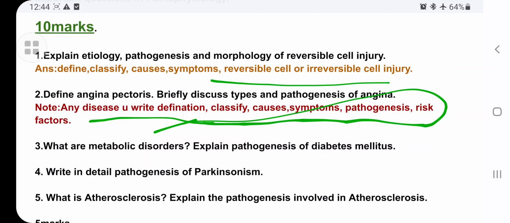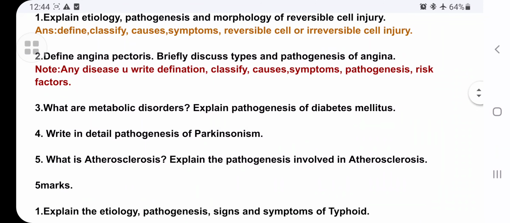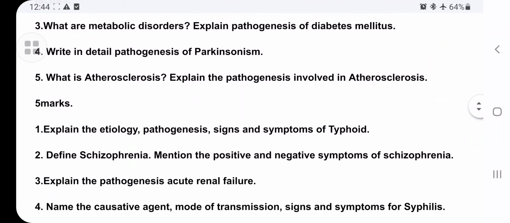Then what are the metabolic disorders? Pathogenesis of diabetes mellitus. Metabolic disorder means diabetes mellitus type 1, type 2. Classify that and write it down. Pathogenesis of Parkinson disease. Very important one. Same as what I told, definition, classification, all that you have to write here. What is atherosclerosis? Very important. Explain. Next, let's jump to the 5 mark questions.